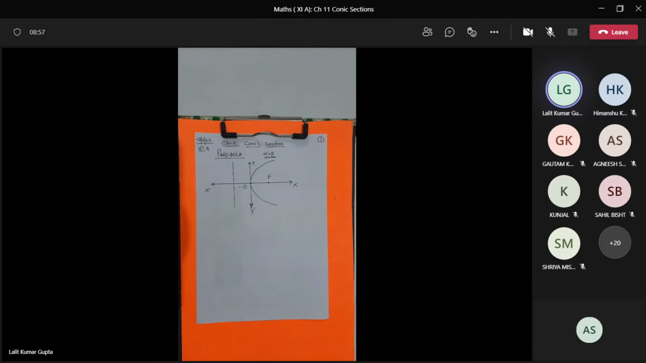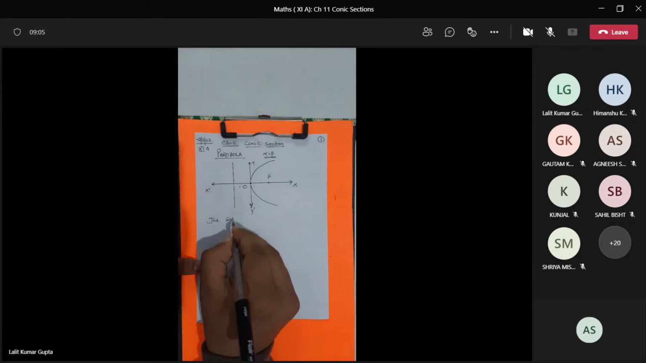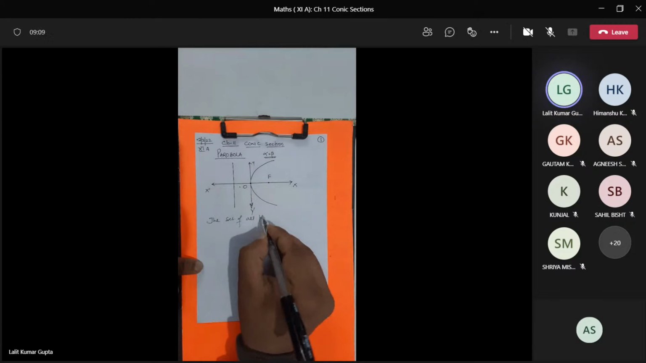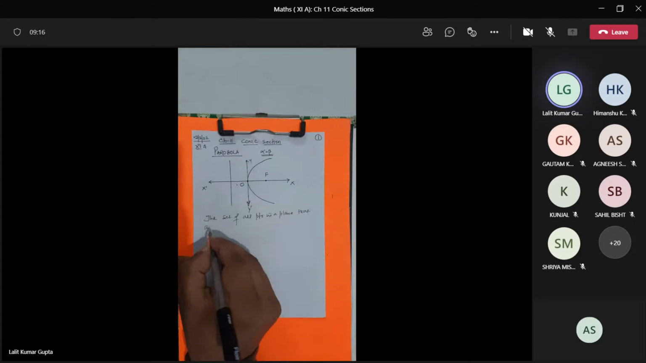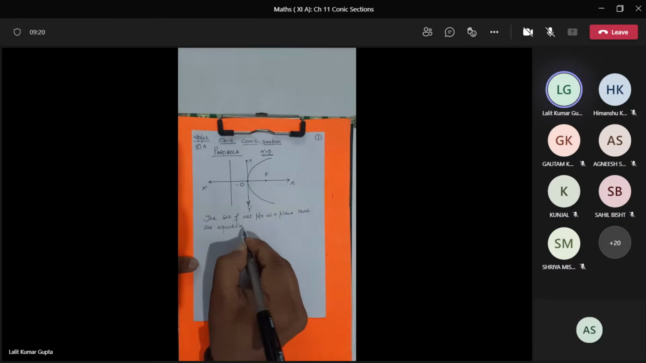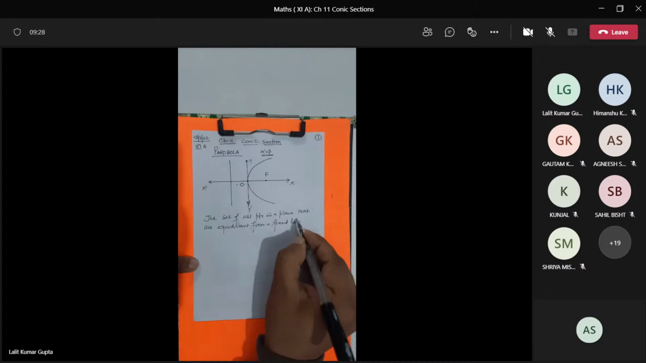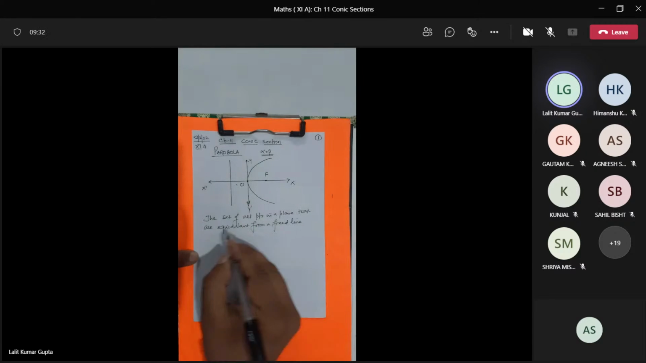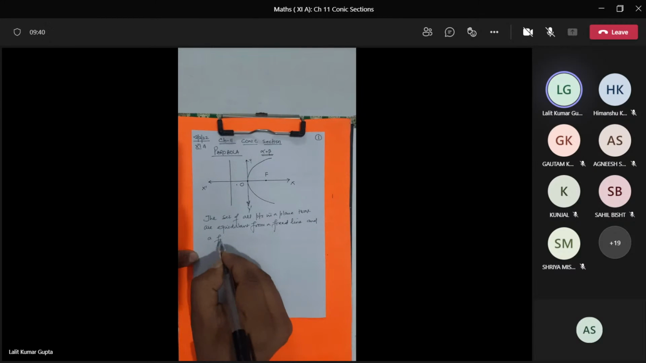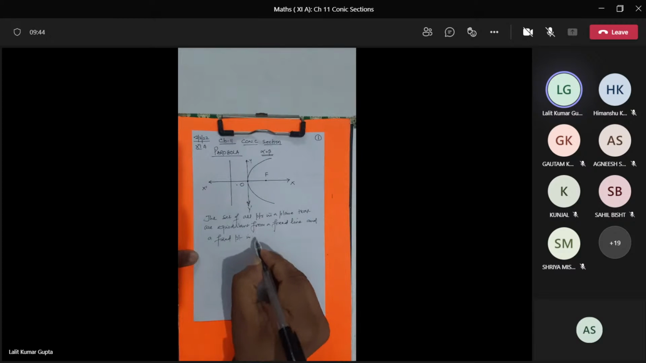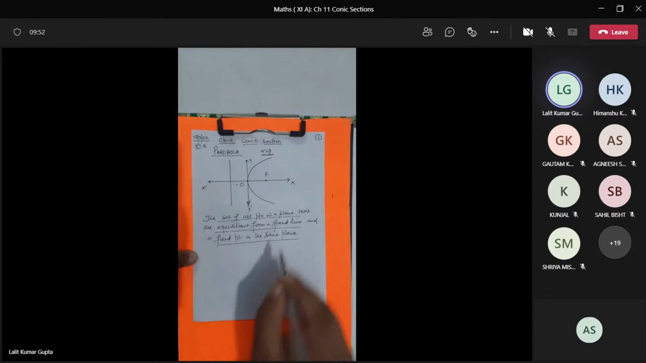अभी मैं एक एक करके एक पॉइंट पे आऊंगा. First is the set of all points in a plane that are equidistant from a fixed line and a fixed point in the same plane. This is the definition of basically what they are saying.